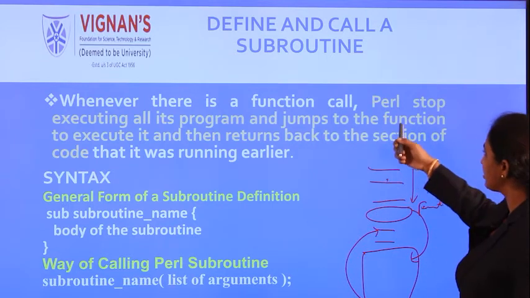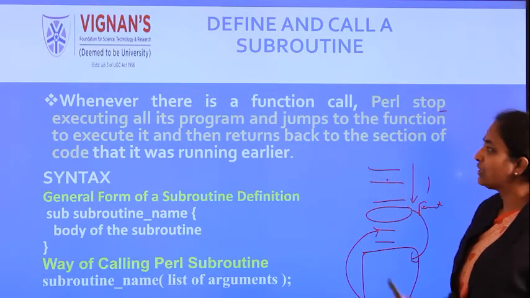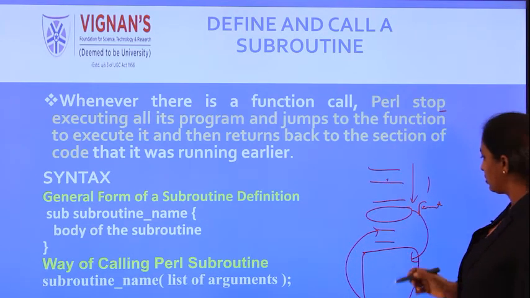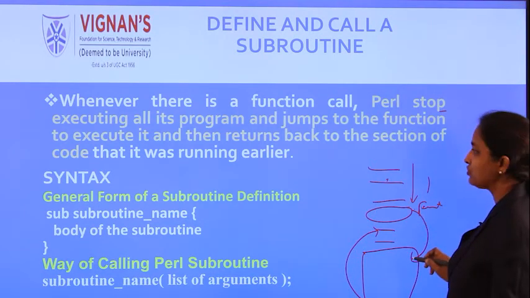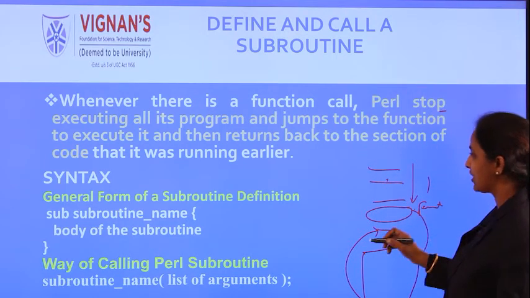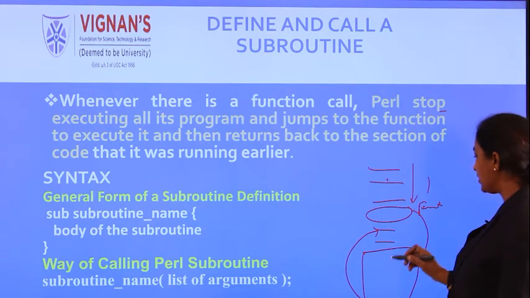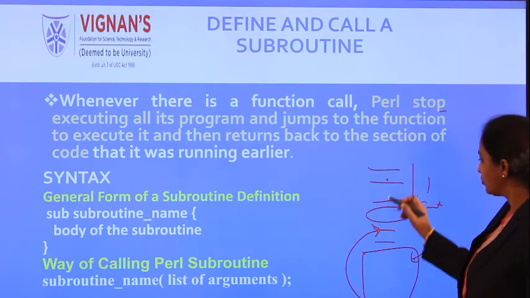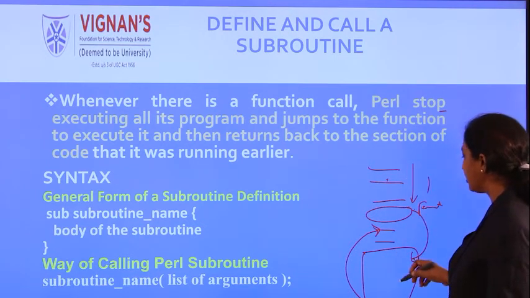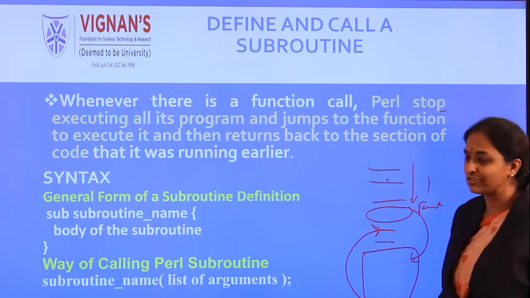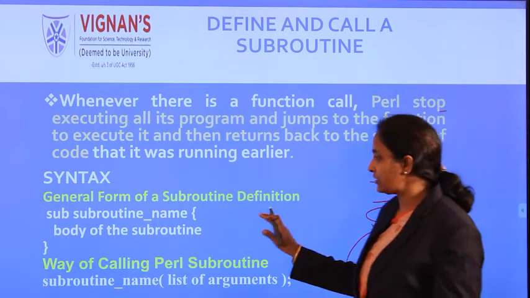Whenever there is a function call, Perl stops executing the rest of the program and jumps to the function, and then returns back to the section of code that was running earlier. So again it will come back and execute the code it was executing earlier. This is the process, and as in all other languages, the same thing happens in Perl also.